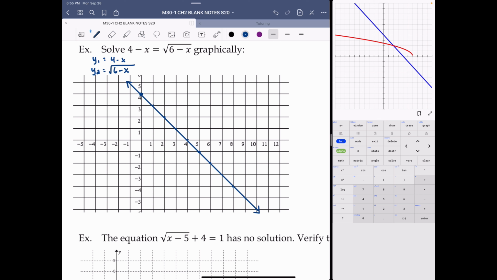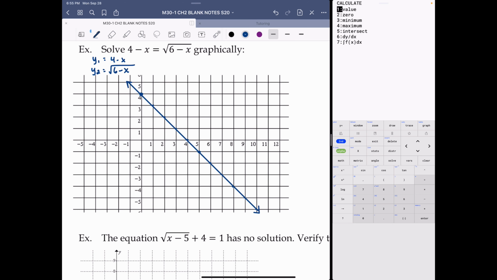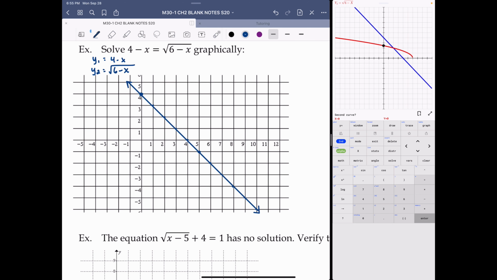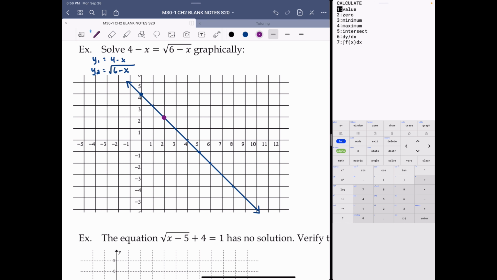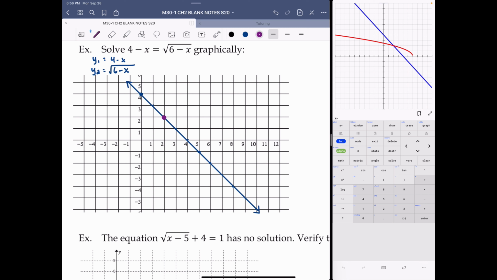And then the next one, we could find the intersection point, number 5. Enter, enter, enter. We see there's only one, so it intersects at x equals 2 and y equals 2. And then we could find the y-intercept to help us graph the rest. So I can trace. The y-intercept would be the value, number 1, and put in 0.